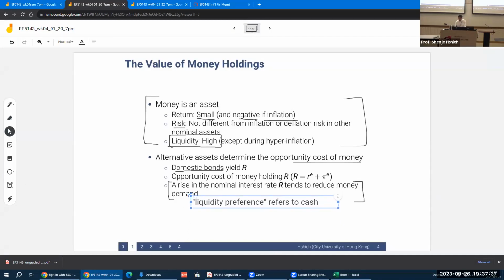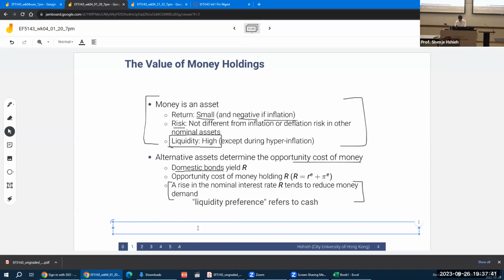All right, to summarize what I just said, if we increase R, that's going to increase what's called the opportunity cost of holding money. Opportunity cost for you. And that's going to decrease money demand.